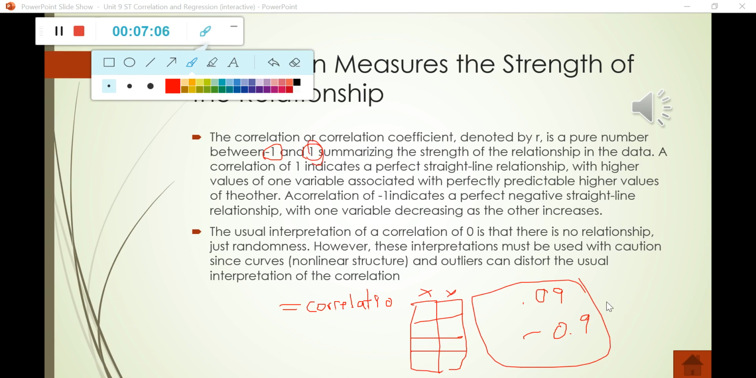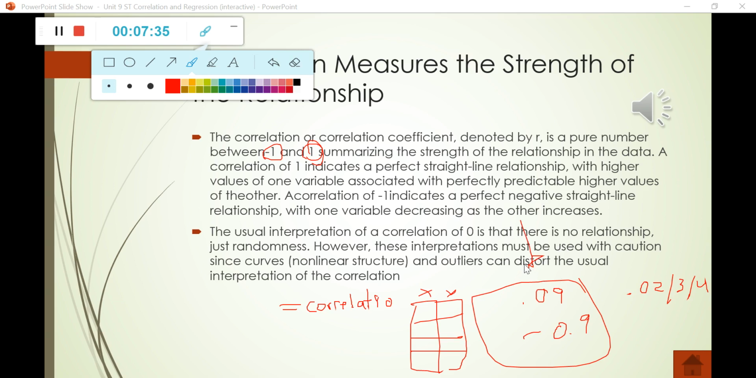But if we get any value that is, for example, 0.2 or 0.3 or 0.4, even 0.5, it is considered a weak correlation. That means the more you increase X, there's no change in Y. But in the strong case, the more I increase X, the more Y will continue increasing.